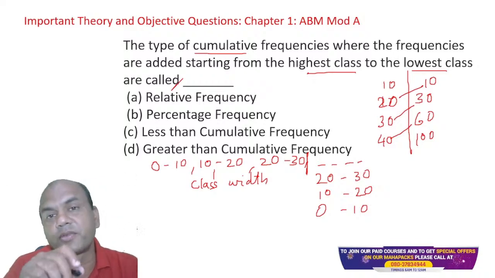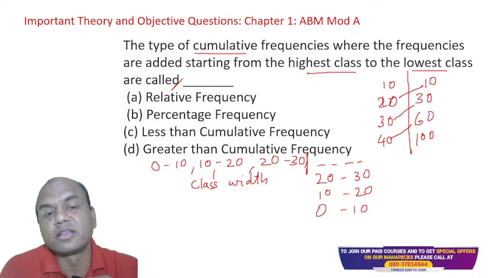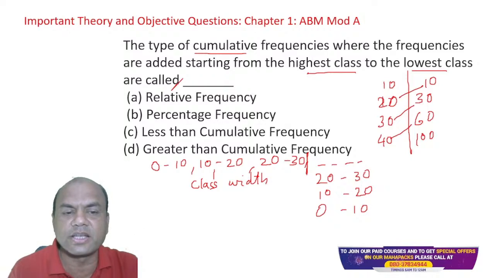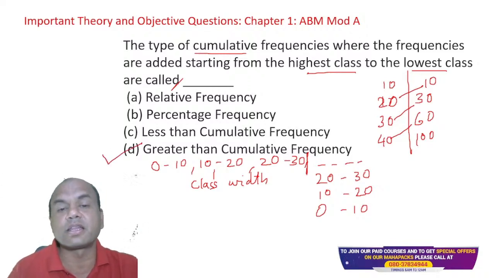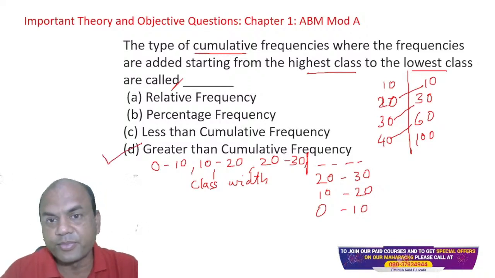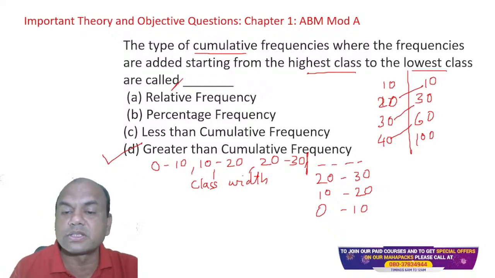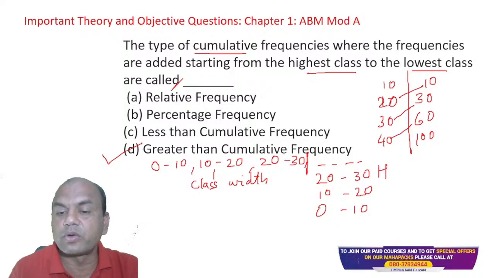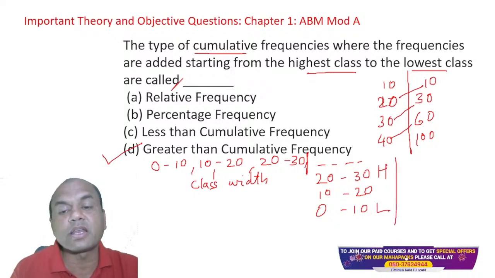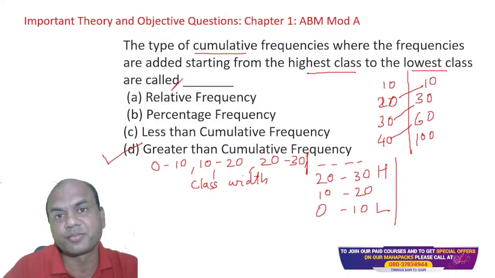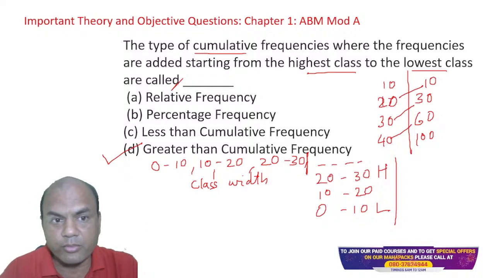What is the answer? Everyone type in the comment section. Logically, the answer is between C and D only, less than and greater than. So it is greater than cumulative frequency. Got it? Greater than means whenever I am starting from the highest and going to the lowest. If I am taking the reverse route, lowest to highest, then it is known as less than. Clear? Simple? Okay, move ahead.